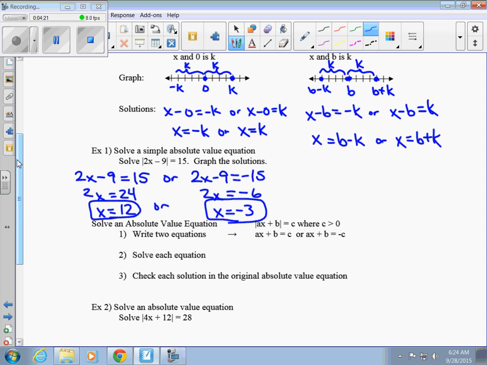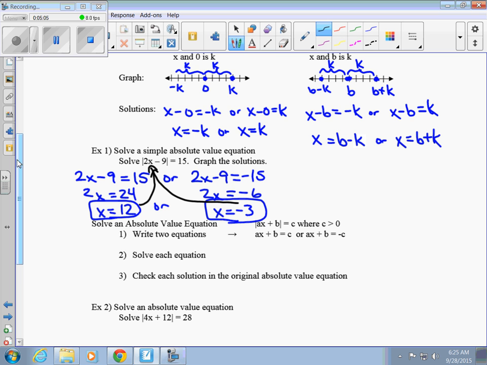So let's plug those in to check to make sure that they work. If we take 12, 12 times 2 is 24. 24 minus 9 is 15. The absolute value of 15 is 15. 15 equals 15. We got it. Now we're going to check the other one, negative 3. 2 times negative 3 is negative 6. Negative 6 minus 9 is negative 15. The absolute value of negative 15 is 15. So we'll have 15 on the left side and 15 on the right side. So that is a solution as well. Both of those are the solutions to this problem.